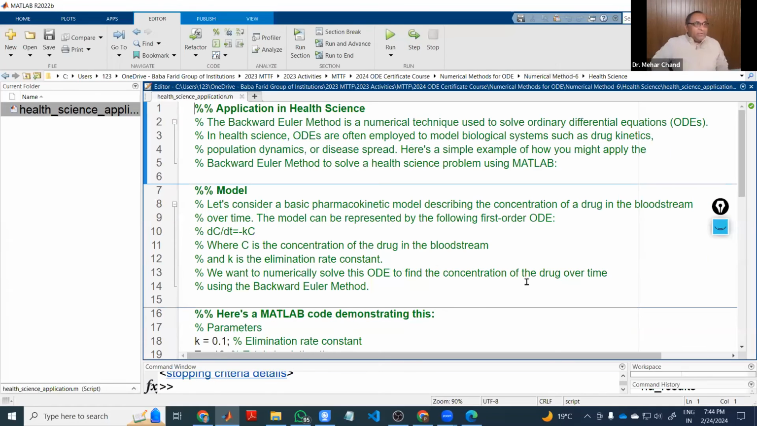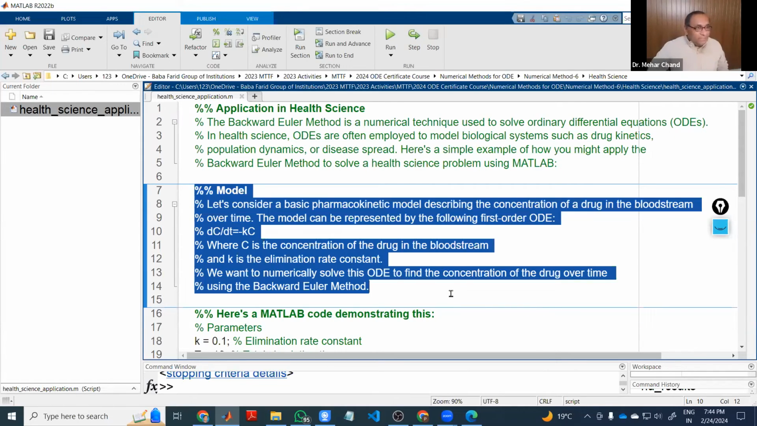Here is one example in health science. The backward Euler method is a numerical technique used to solve ODEs. In health science, ODEs are often employed to model biological systems such as drug kinetics, population dynamics, or disease spread. Here is a simple example of how you might apply the backward Euler method to solve a health science problem using MATLAB.